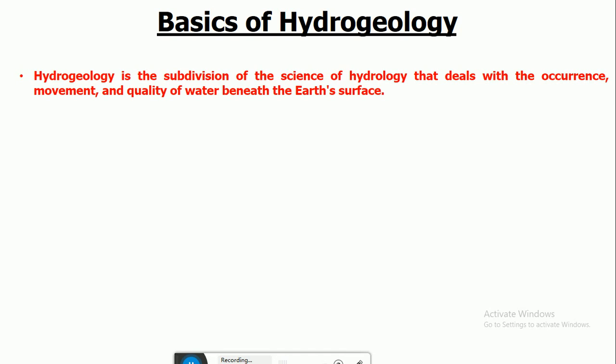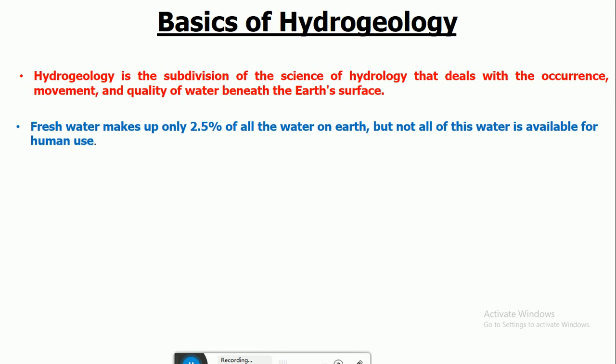What is underground water? The definition of underground water: water below the surface at a pressure greater than atmospheric pressure, which flows freely into a hole through interconnected void spaces, is called groundwater. Hydrogeology is a subdivision of the science of hydrology that deals with the occurrence, movement and quality of water beneath the earth's surface.